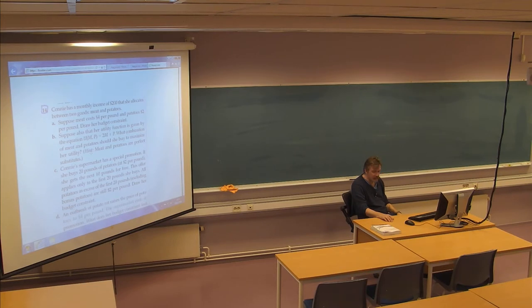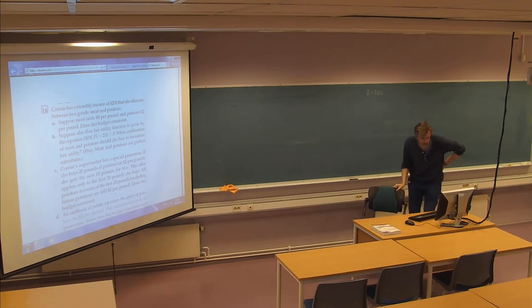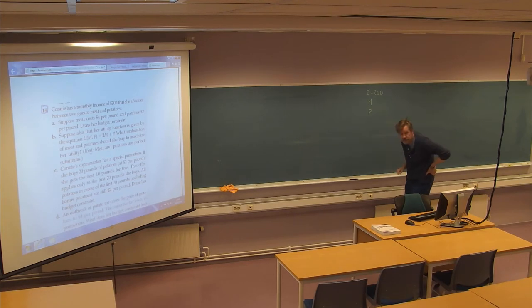So this is an exercise from the textbook, and it says here that Connie has a monthly income of $200 that she allocates between two goods, meat and potatoes. Suppose meat costs $4 per pound and potatoes $2 per pound, and draw her budget constraint. That's easy, isn't it? We have a consumer here. She has $200, that's her income. So I is 200, I drop this dollar sign now, and there are two goods, meat and potatoes, isn't it?